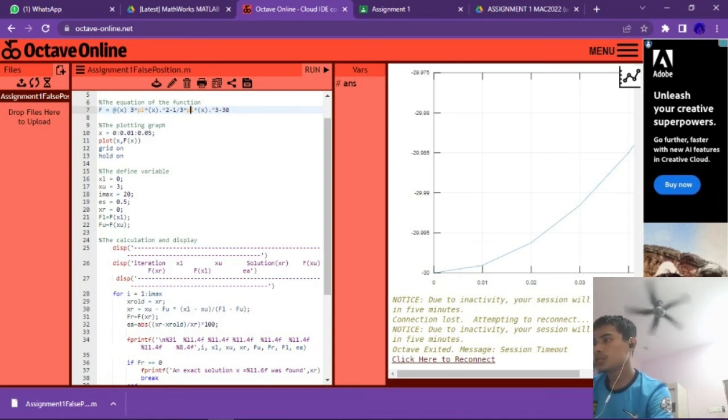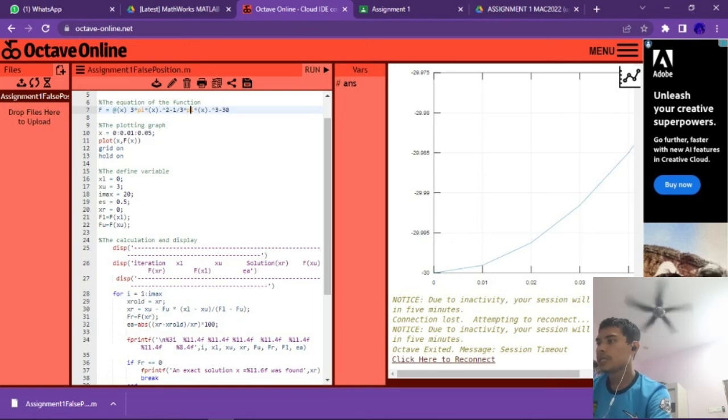For the coding, we put the equation first, f equal to 3 pi x times x to the power of 2 minus 1 over 3 pi x to the power of 3 minus 30. For the graph, we just take from x equal to 0, 0.1, 0.01 and 0.05.